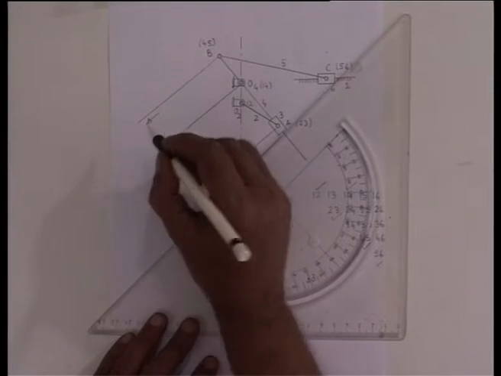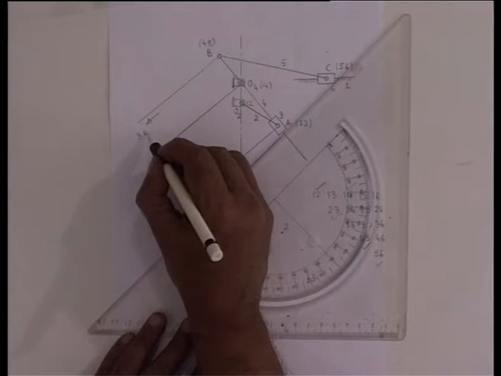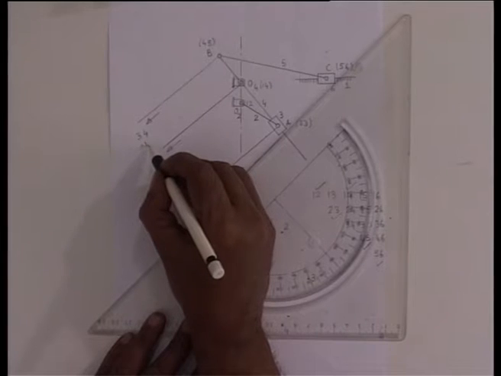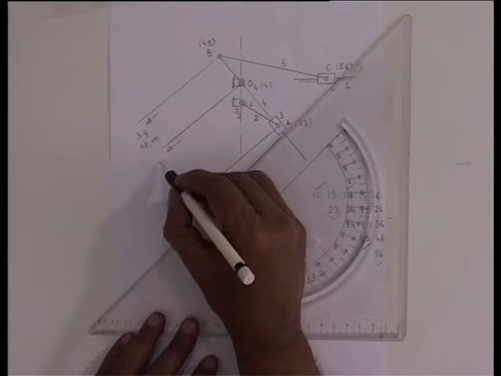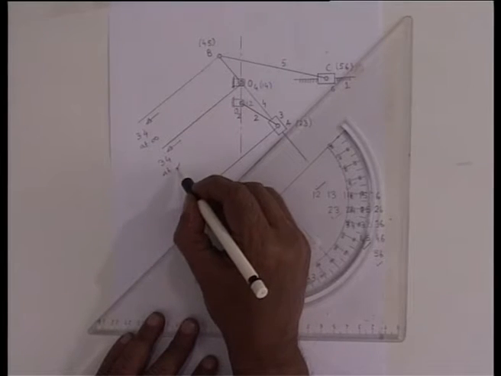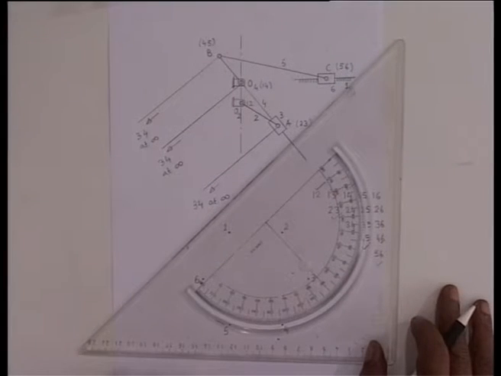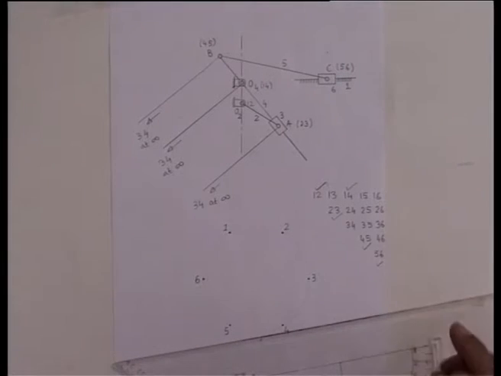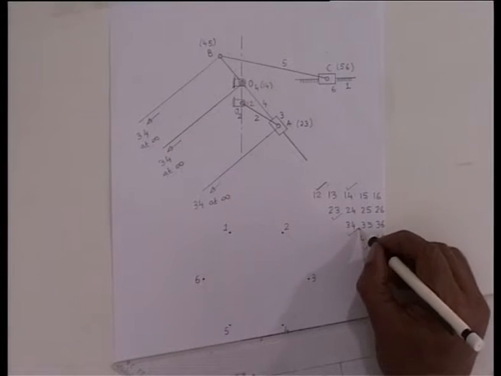All parallel lines meet at infinity. So, 3 4 at infinity, 3 4 at infinity on all these parallel lines. So, we have located the relative IC 3 4.